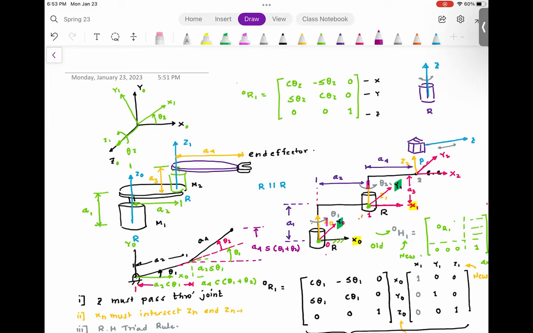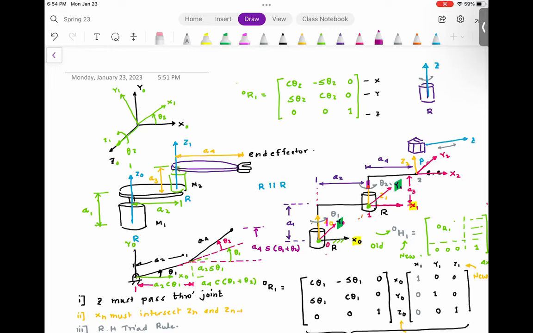Now, first, I need to go from zeroth frame to first frame. So this is the rotation matrix, old, new, going from zeroth frame to the first frame. This is the same rotation matrix, rotation about z. Everyone understood this? However, you need to multiply this by a projection matrix. What is this projection matrix? This projection matrix gives you the relationship between x1, x0, y1, y0, z1, z0. In this case, x1 is along x0. So projection of x1 is 1, 0, 0.